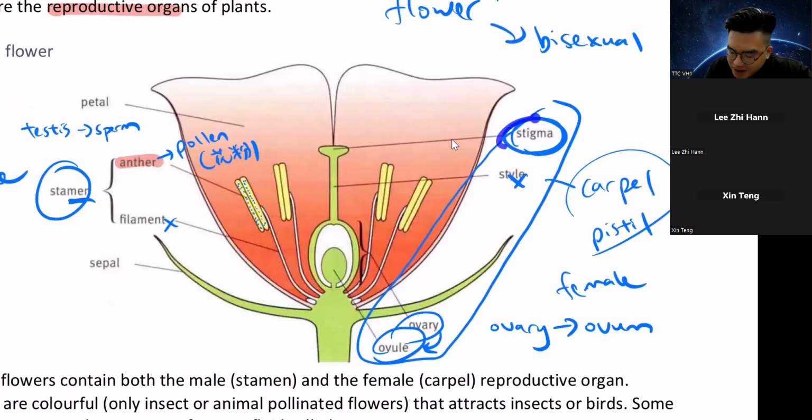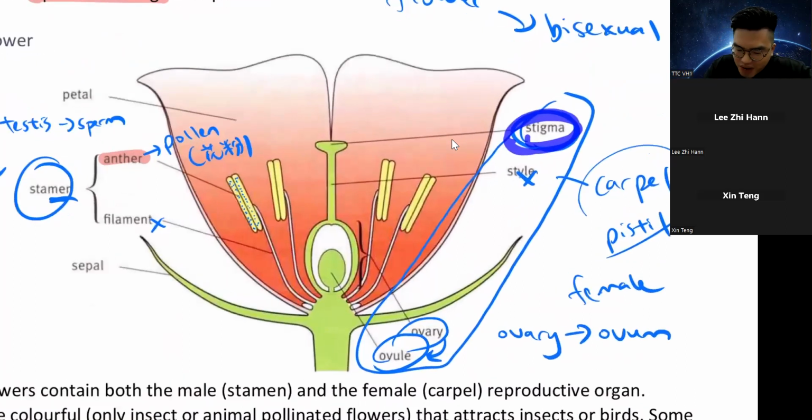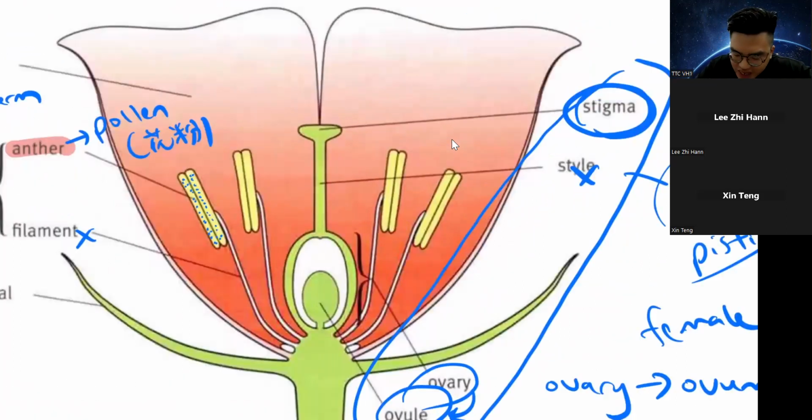Okay, what about this stigma? This part will usually be very sticky. Sticky stigma, so stick. What is this for? It's to stick the pollen grain. Pollen grain will come and stick here. This is the sex of a flower.